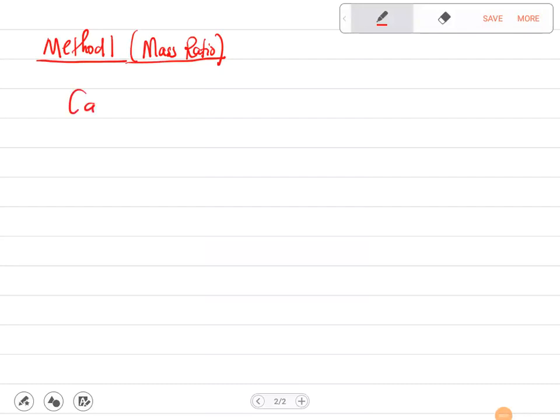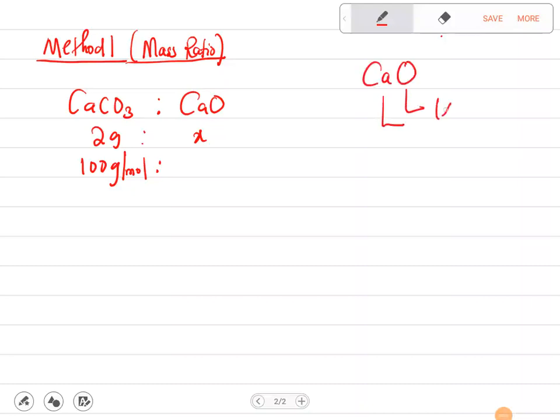So we are going to compare the masses of calcium carbonate to the mass of calcium oxide. There's 2 grams of calcium carbonate given, but we don't know the mass given for calcium oxide. That's what we're looking for. But at the same time, there was 100 grams per mole of calcium carbonate as molar mass. But do we know the molar mass for calcium oxide? Actually, we can find it. So calcium oxide is like that. So we have 1 times 16 and 1 times 40. And when we add this, we are getting 56.